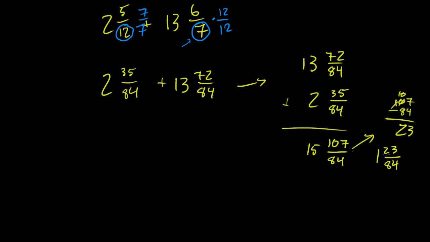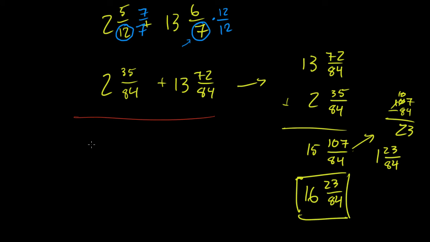So if I take the one whole and add it back into the whole numbers I already had, the 15 whole, I'm going to have 16 and 23/84. And that is my answer to the problem.